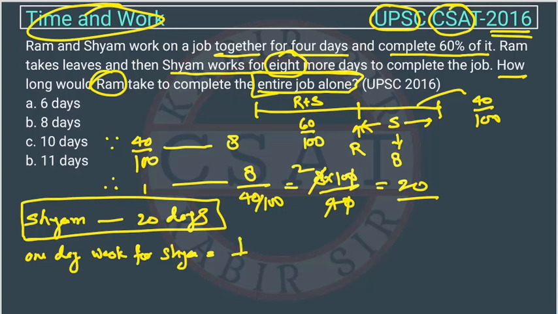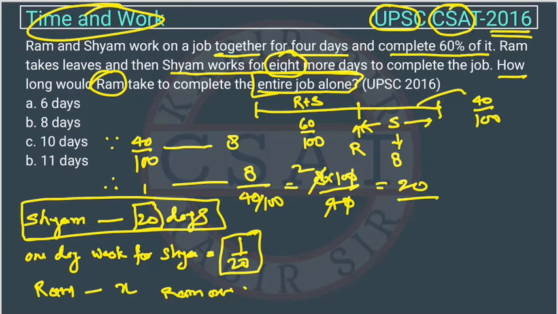It will be 1 upon 20. We all know this, right? Because he is able to complete the whole work in 20 days. So in one day, how much work will he complete? He will complete 1 by 20. And suppose Ram is able to complete the work in X days. So Ram's one day work will be how much? Ram's one day work will be 1 upon X.